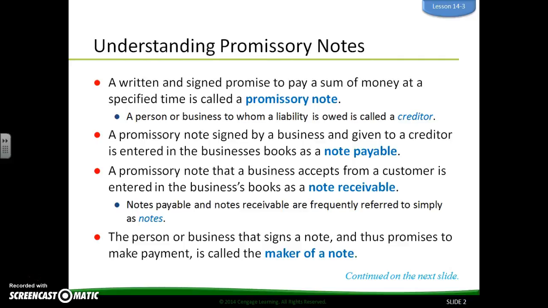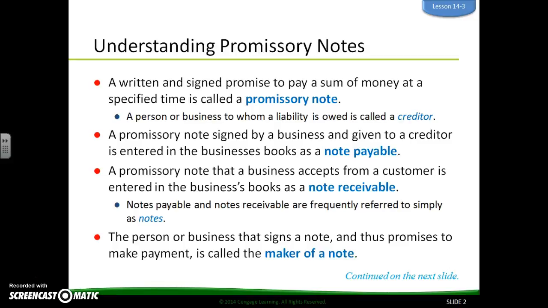So a written and signed promise to pay a sum of money at a specific time is called a promissory note. And the business or the person to whom the liability is owed, so the person that's going to get the money, that's the creditor. A promissory note signed by a business and given to a creditor is entered in the business books as a note payable. And a promissory note that a business accepts from a customer is entered in as a note receivable. So from here on out, lots of times this is just referred to simply as notes.